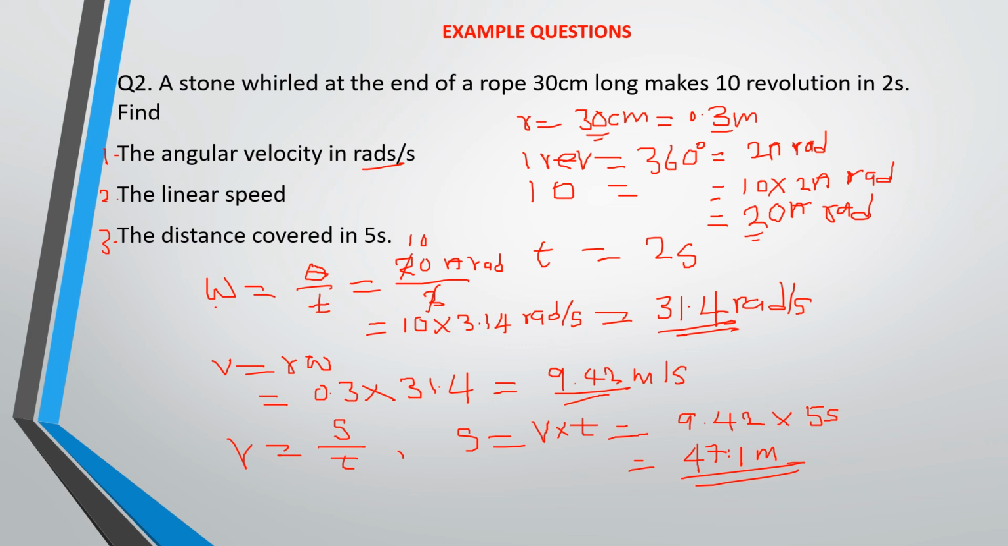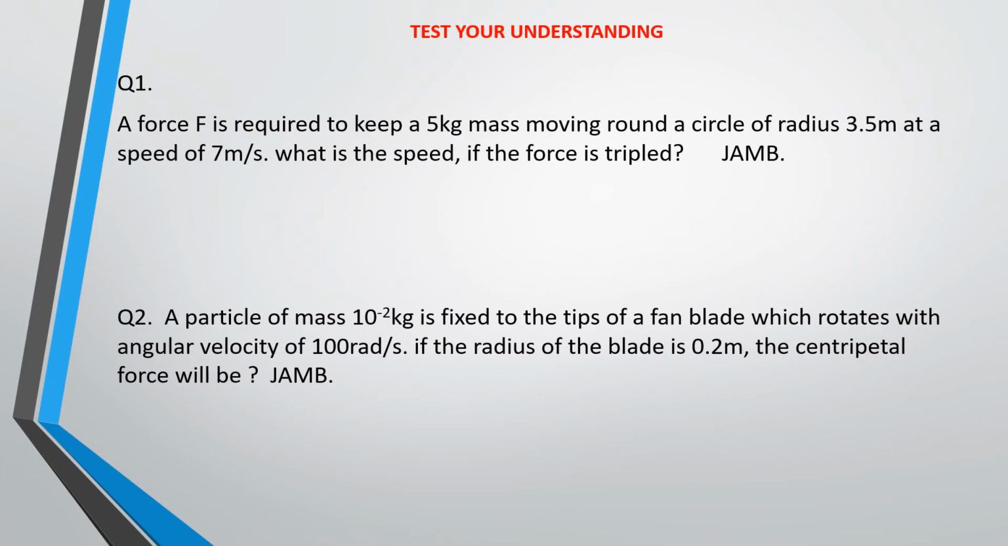So now you go to your test page. So these are more questions for you to work on. Please try to solve these problems. Question number 1 says that a force F is required to keep a 5 kg mass moving around a circular radius of 3.5 meters at a speed of 7 meters per second. What is the speed if the force is tripled?